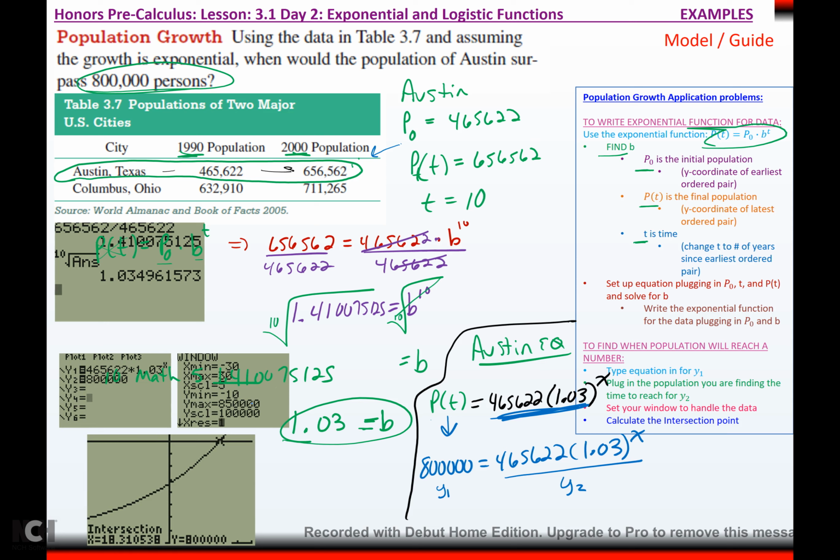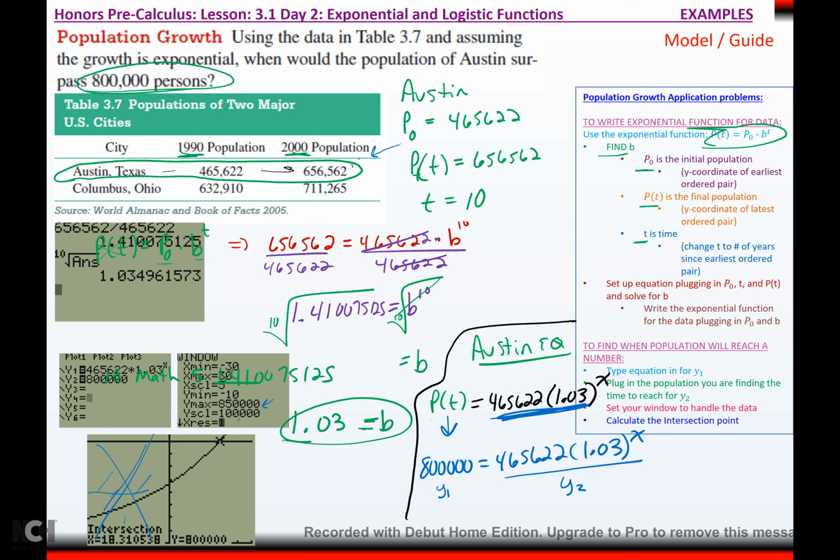I knew that I was trying to get up to 800,000, so I knew my max had to be that. So I went up to 850,000, and I counted by 100,000s because that's huge. And I started at -10, although you don't really see negatives. Same with the X window. In application problems, I don't care about anything that happens over here because it doesn't make any sense in the context of my problem. You can't have negative time and you can't have negative populations. So really, your window doesn't have to include the negatives. I just don't like seeing just one quadrant.